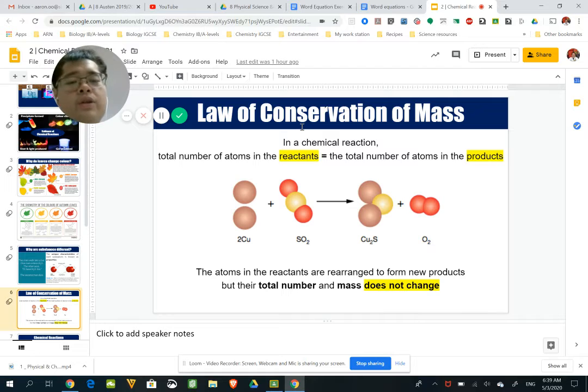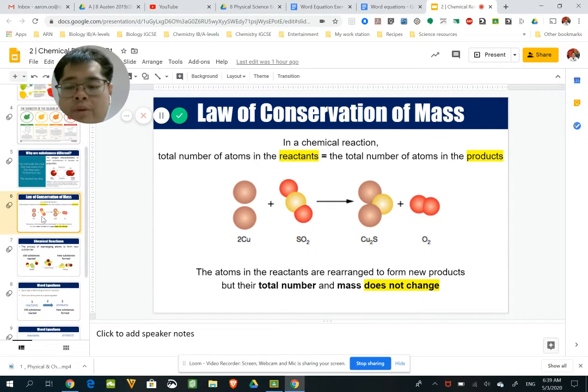So the law of conservation of mass says whatever atoms you react before in the reactants is the same as the number of atoms in the products, right? The number and the mass do not change. It's only the arrangement that you've got to really bear in mind, all right?